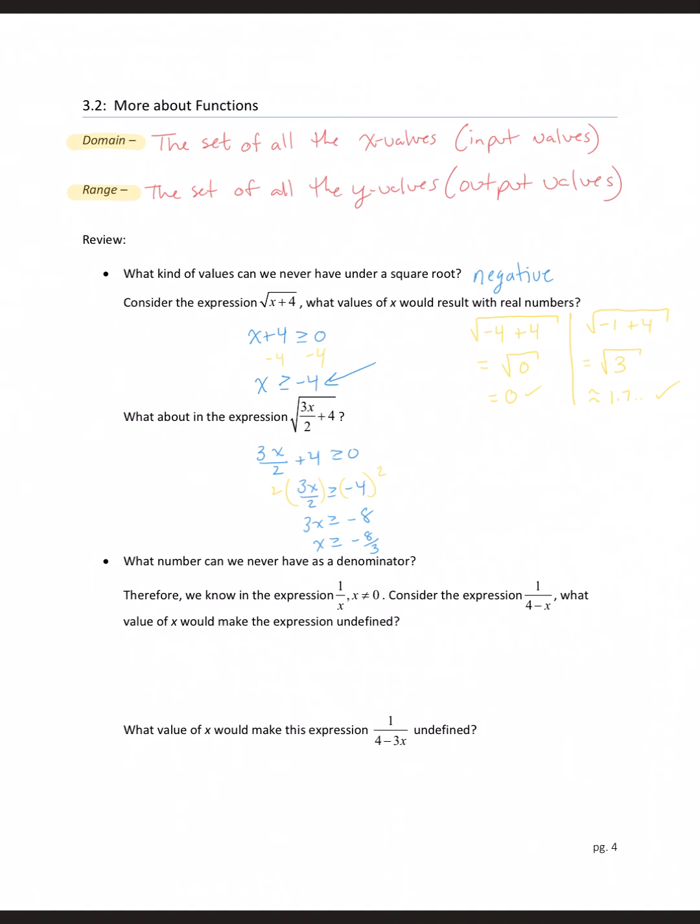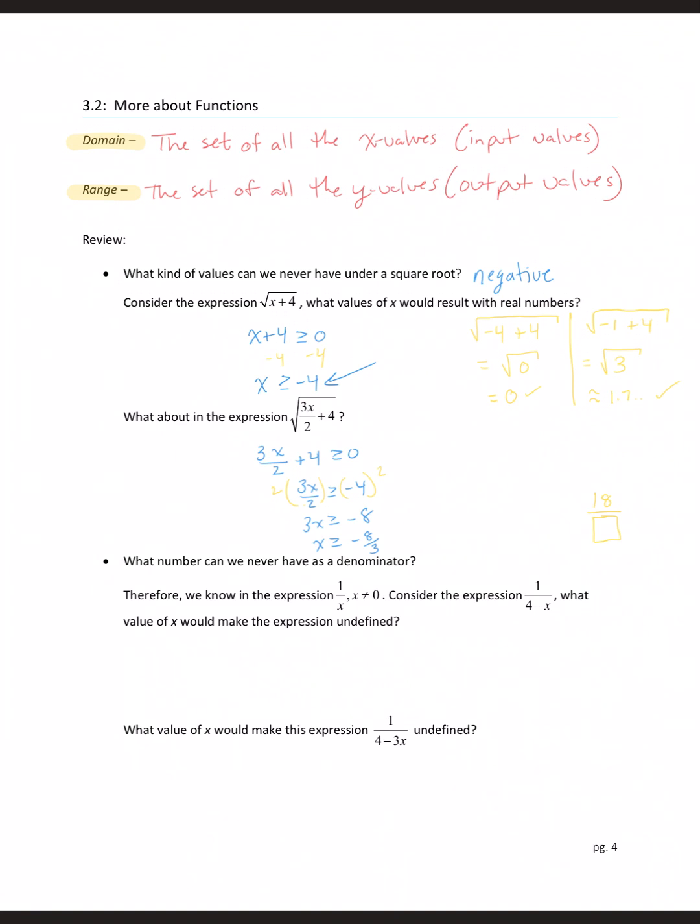The other thing we need to review here is what number can we never have as a denominator. So for example, if we have 18 over something, what value can we not have in a denominator?